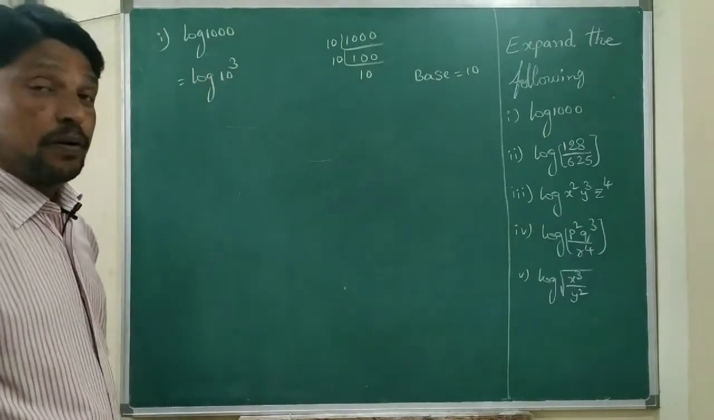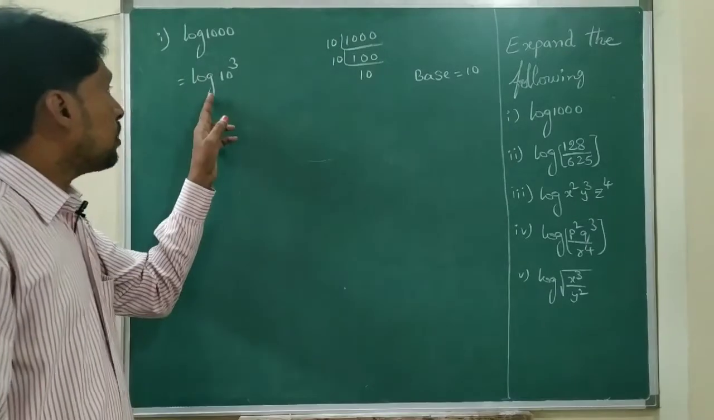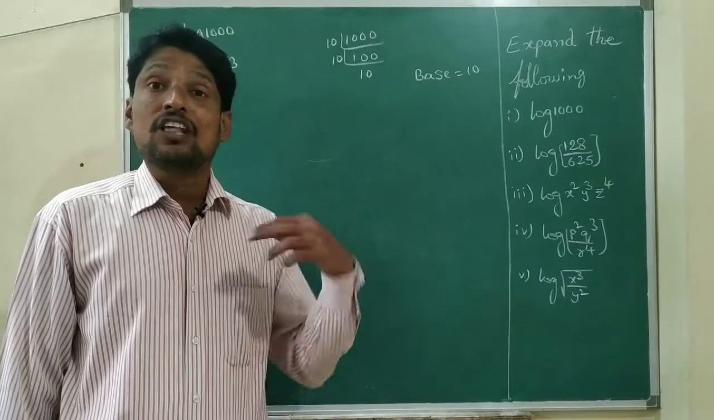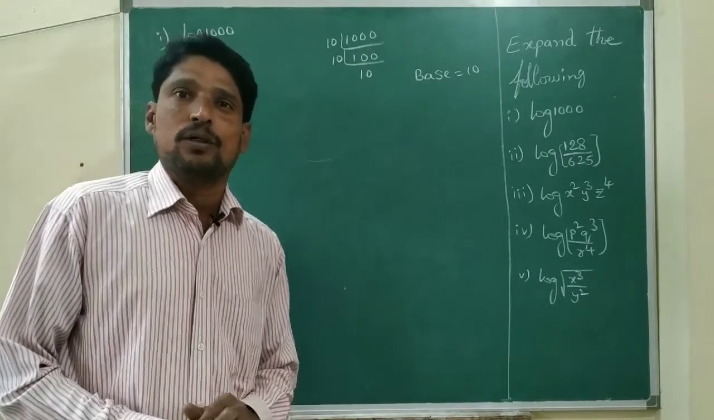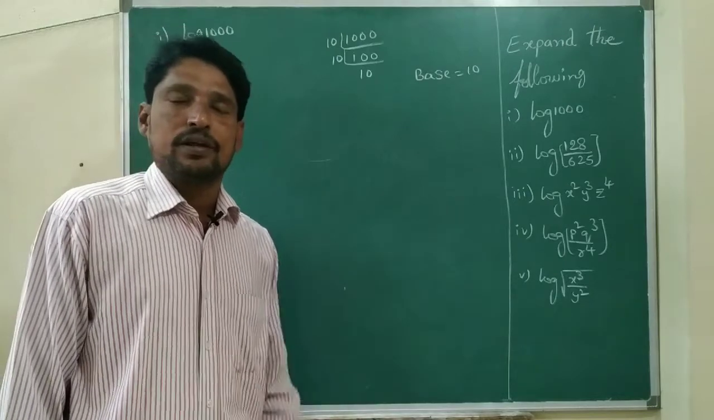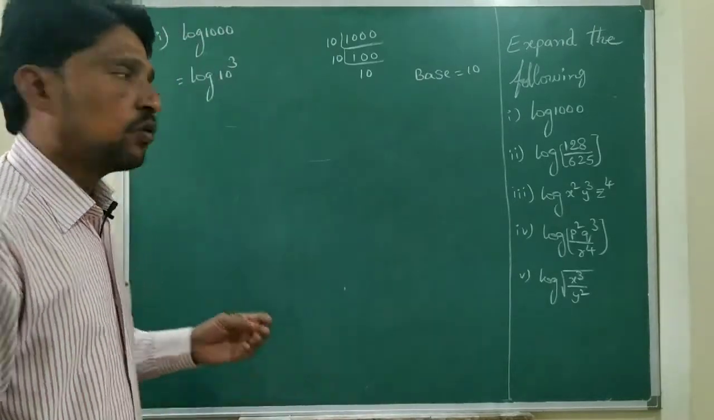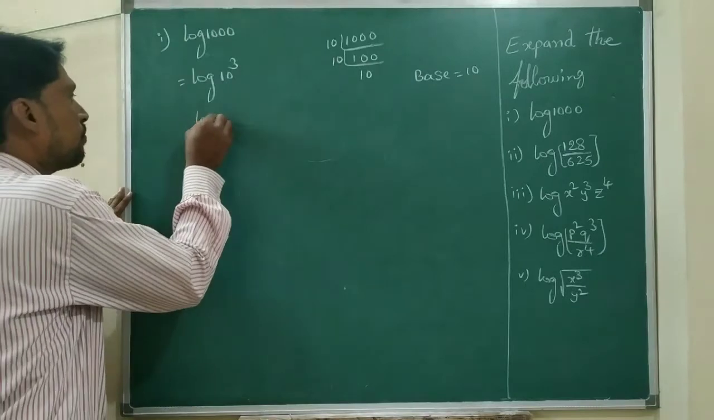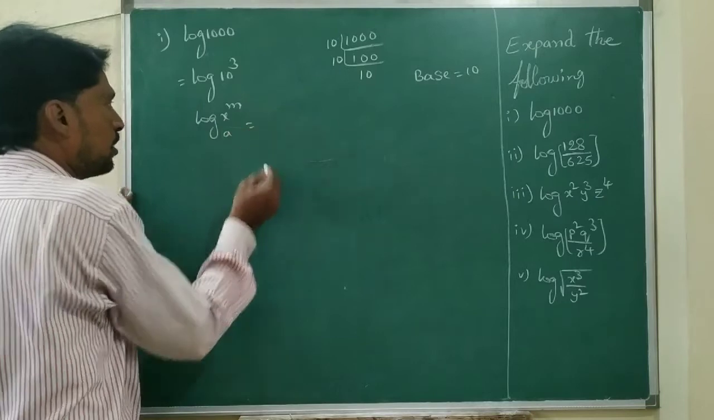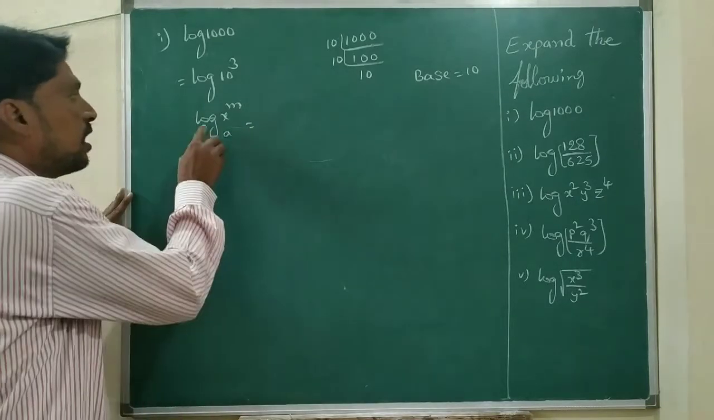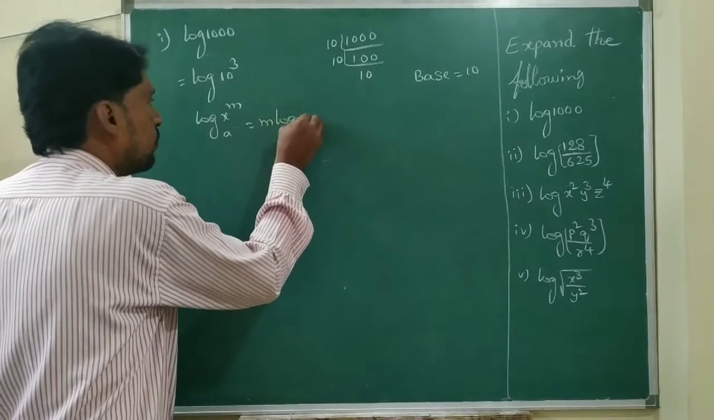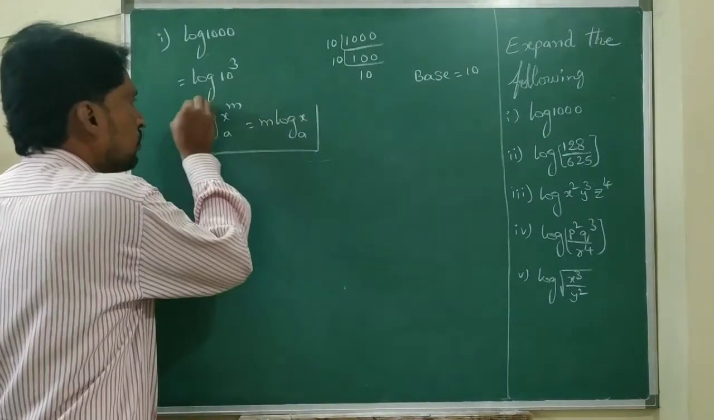So log 10 power 3 is of the form log x power m to the base a. What type of rule or property is that? That is the power rule. Already you know that log x power m to the base a equals m log x to the base a.